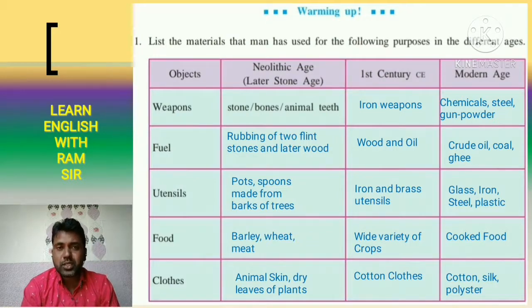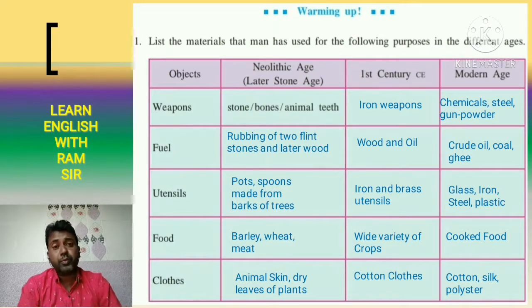In modern ages, in this particular category, you will get so many things. Today we have chemical weapons, right? Today we have steel weapons. Today we have gunpowder weapons. It means nowadays people are using so many things as weapons. So here, remember, this is all about the weapons. But what about the fuel?